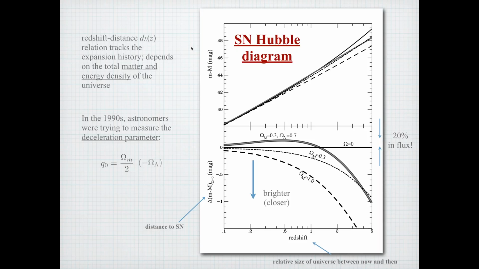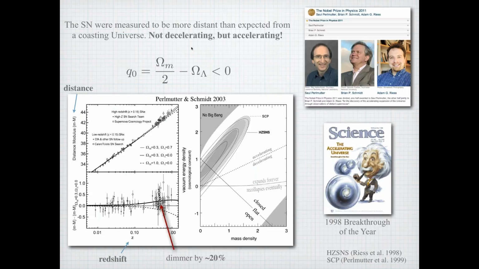And in the 1990s, astronomers were trying to measure the deceleration parameter. People thought that the universe is decelerating because there's mass, and mass would slow things down or bring things back together. So they were trying to measure this deceleration parameter, which tells you directly the relative amount of mass in the universe. You see this equation, q naught equals omega m over 2. They were precisely trying to measure omega m. And of course, I think most of you here know that that deceleration parameter turned out to be negative, meaning the universe is accelerating.